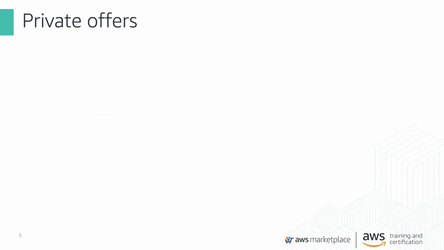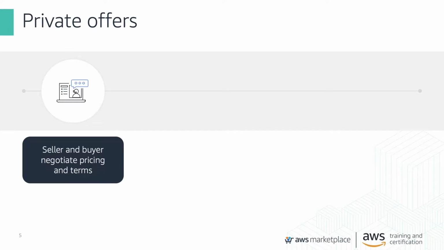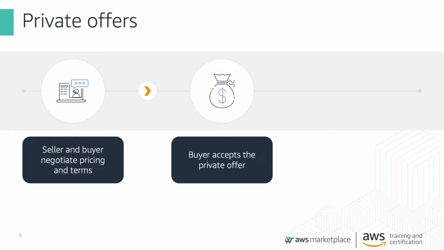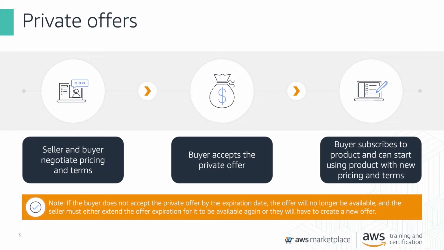Now we'll cover what private offers are. The AWS Marketplace Seller Private Offer feature enables AWS customers to receive custom pricing and terms from a seller's product. AWS customers negotiate pricing and terms with the seller, and the seller creates a private offer for the AWS account that the customer designates. The customer accepts the private offer and immediately benefits from the negotiated price and terms of use.